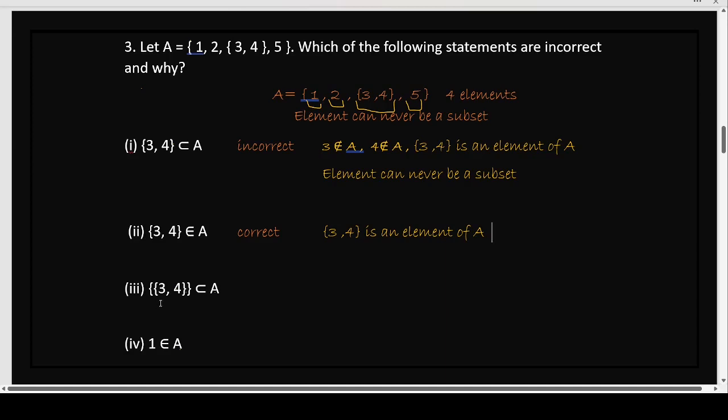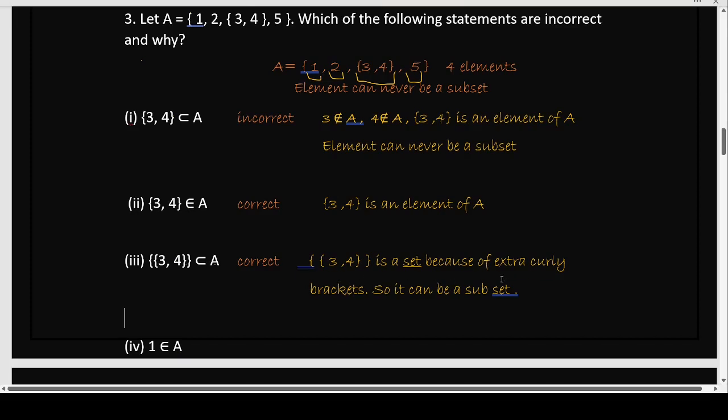Now coming to this {3, 4} with curly brackets outside as well. This element with a curly bracket outside makes it a set. So this can be a subset of A. So this is true. {3, 4} is a set because of the extra curly bracket that makes it a set. So it is qualified to be a subset. So this is a subset of A, which is correct.